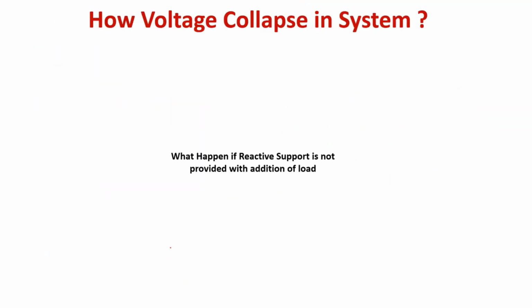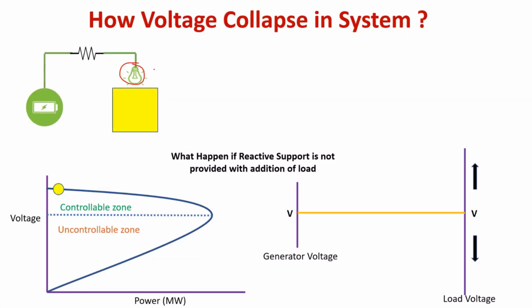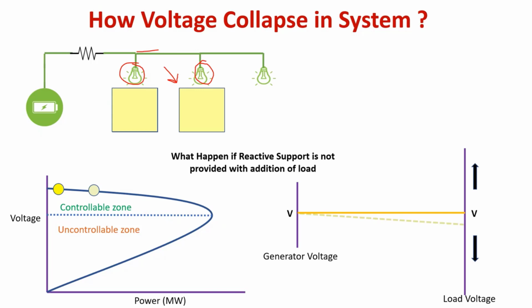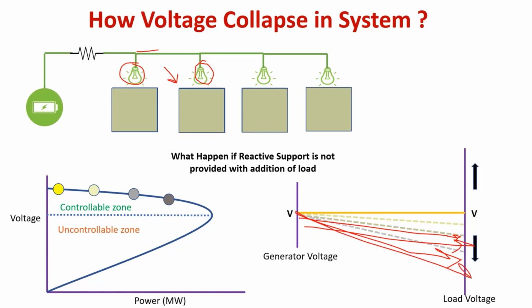Just one example of how the voltage collapses. We can see that this is a generator, and there is a bulb, okay? So if we keep on adding more bulbs, then you can see that the voltage is reducing and the power is slightly reducing. Okay, so the voltage keeps on dropping, keeps on dropping, if you are not providing any reactive power support into the system.